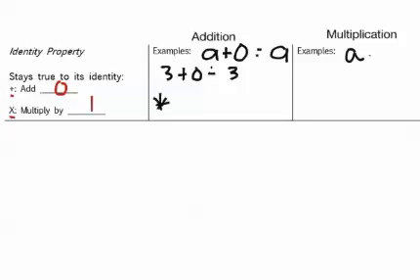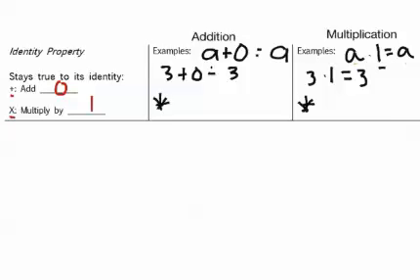For multiplication, it would be a times 1 equals a. 1 tries to come in and change a's value, but it does not. A stays true to its identity. A numerical example, 3 times 1 equals 3. 3 stays true to its identity, stays itself.